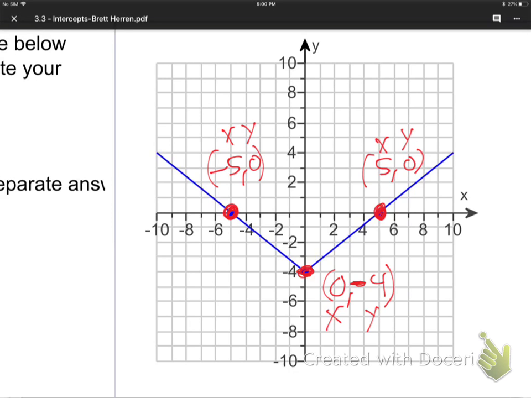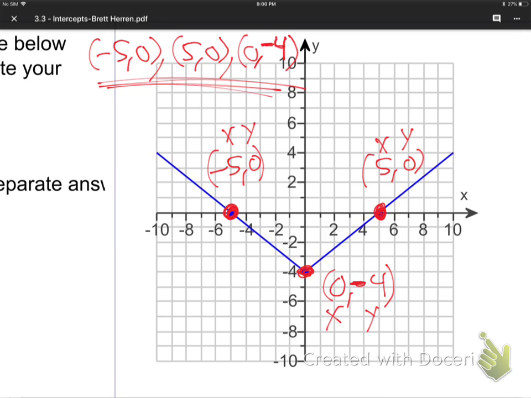So what does it want you to do to answer the question? It wants you to give all of those with commas. So in other words, it wants any order: minus 5, 0, comma, positive 5, 0, comma, 0, minus 4. A lot of commas. That's the answer it wants on that one. That lists all the intercepts.